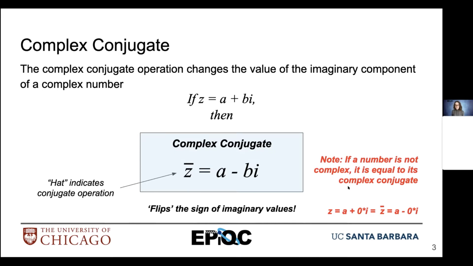So this is going to be very important for us with why, previously when we were just working with real numbers, we never had to worry about any of these operations. Because if we had a number that was a real value, it would be equal to its complex conjugate. That's because if you have a plus 0i, the complex conjugate of that would be a minus 0i, and plus 0 minus 0, that's the same thing as just your value itself.